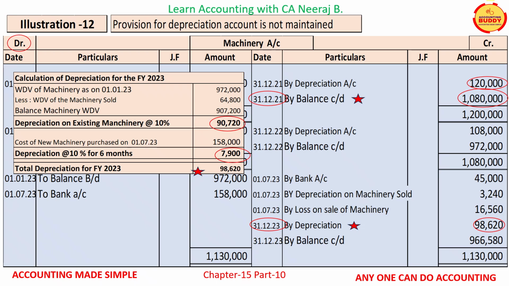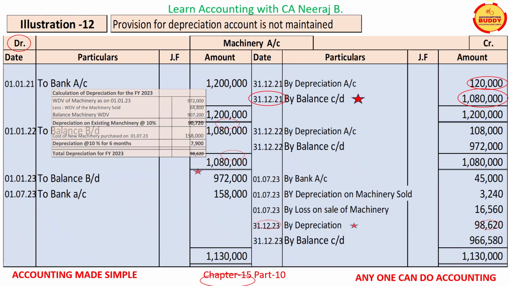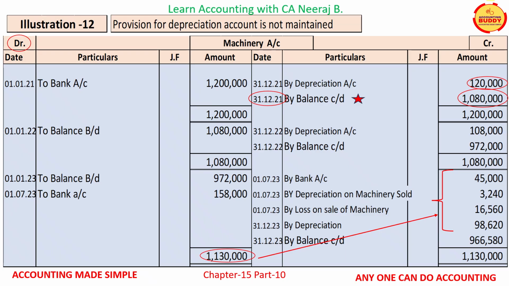Now, if we deduct from the debit side total of $1,130,000 all the credit side transactions, we are left with the closing WDV balance of $966,580 as on 31st December 2023 by writing the words by balance carried down. Therefore, the machinery account is said to be balanced.